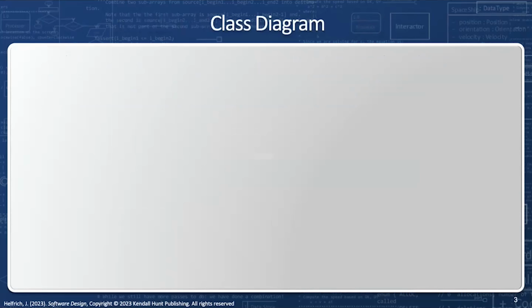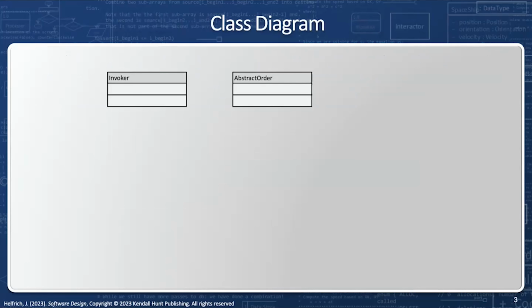So let's take a look at the class diagram here. The invoker is the one who wants the order to get carried out, and then the abstract order contains the order itself. And there are many different ways the invoker can create one. It could return one, it could be a local variable. There are lots of different ways.